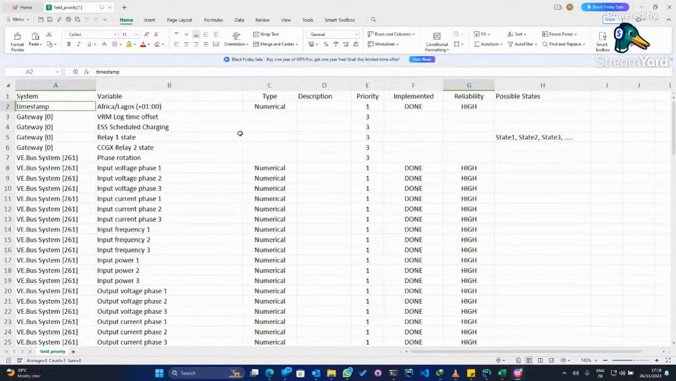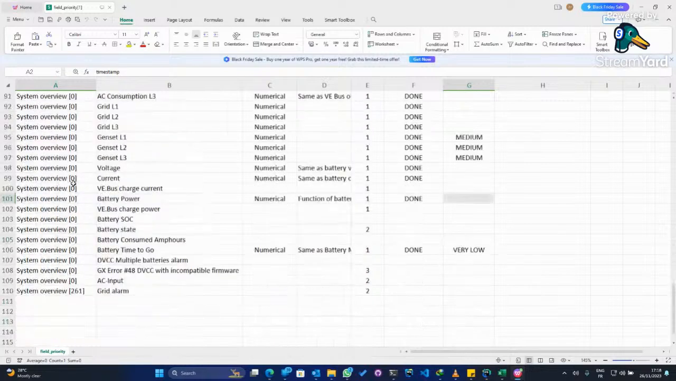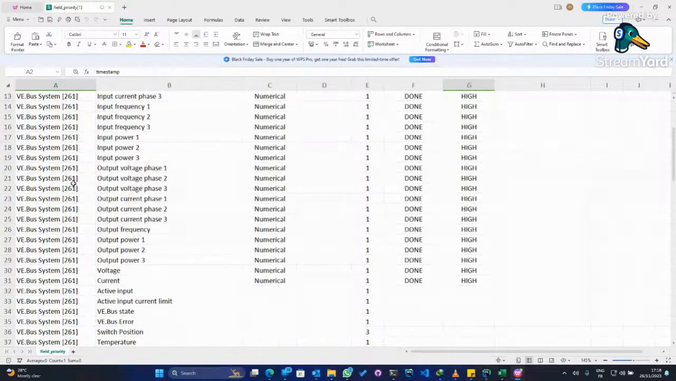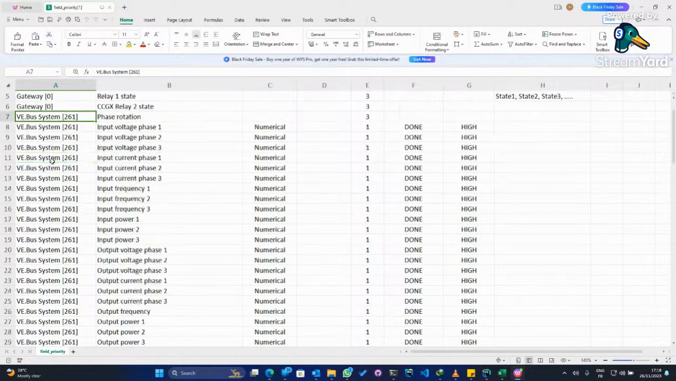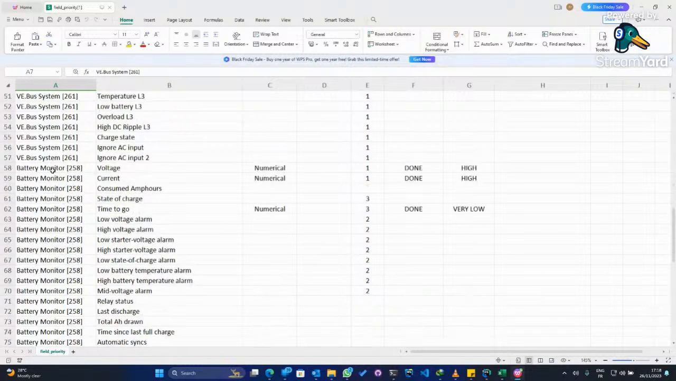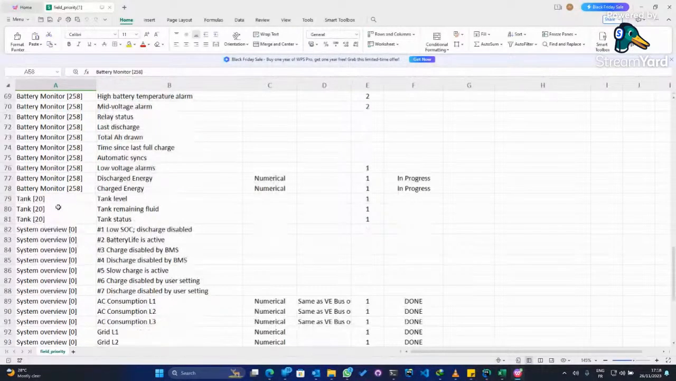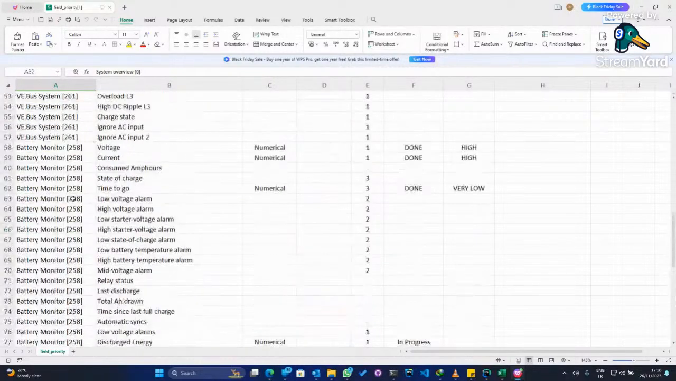Now, these are the different devices for most of this data set. These are the devices for a data set of one of those sites or a combination of them. So you can have the gateway, you can have the VE bus system, you can have the battery monitor, you can have the tank, and then you have the system overview.